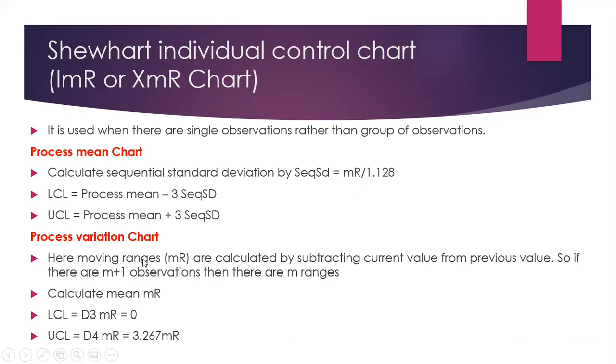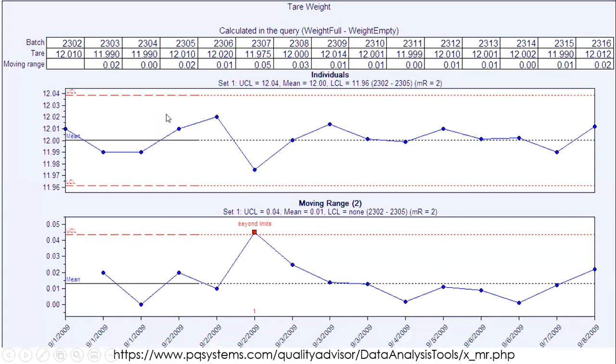MR is the moving range, and moving ranges are calculated by subtracting the current value from the previous value. So if there are m plus 1 observations, then there are m ranges. And we calculate the mean moving range to get the lower and upper control limits. This is an example of the chart I have taken from this website.